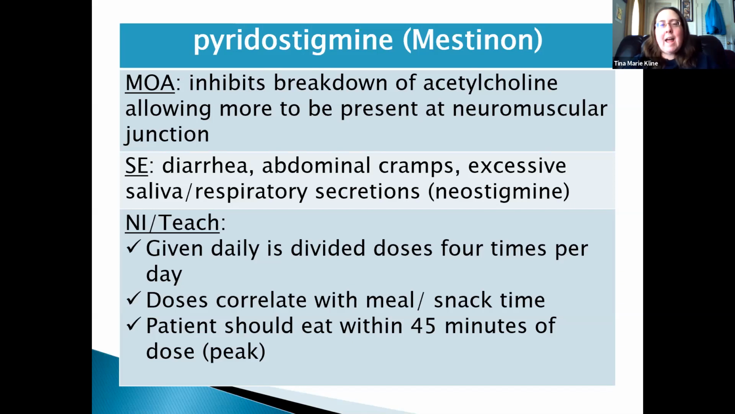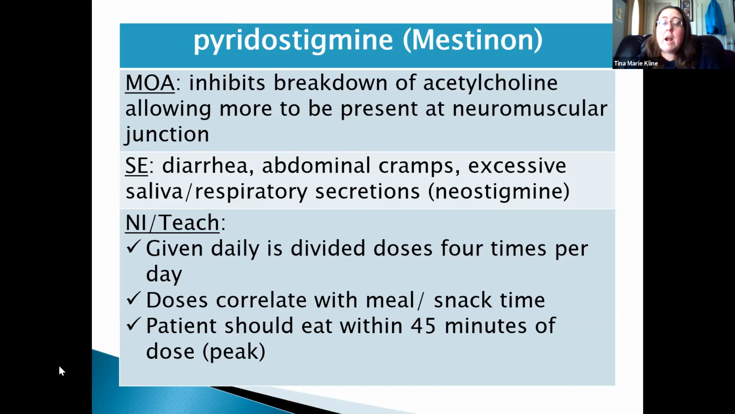So again, we don't necessarily see these patients a lot in the hospital for myasthenia gravis, unless we're talking about the ICU setting where they're actually in a crisis situation, which we're going to talk about in just a little bit.